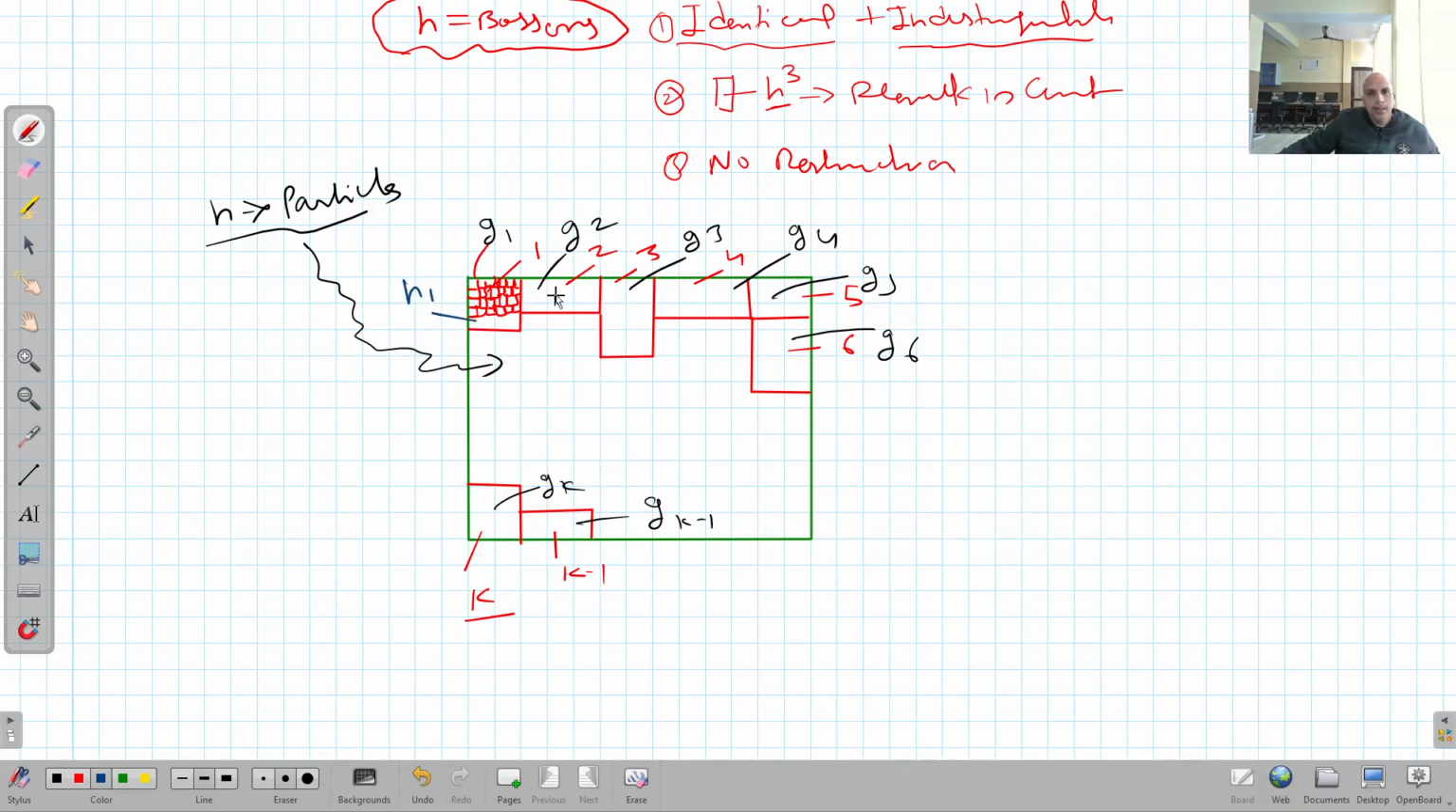In that macro state, the first compartment has N1 particles, second has N2 particles, third has N3, similarly fourth has N4, and then N5, N6, up to Nk minus 1 and Nk. So I consider this macro state N1, N2, and so on, Nk. This is the one possibility, meaning N1 particles in the first compartment, N2 in the second. So I consider this, right?